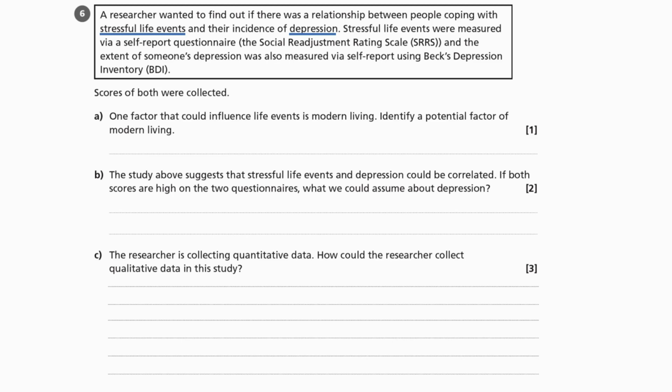Now, question A says, one factor that could influence life events is modern living. Identify a potential factor of modern living. Now, if you think about the challenges of modern living, there are quite a few that you could pick out that you would have learned about. Now, I've picked loneliness. Okay, so loneliness is a challenge of modern living, but there are others as well.